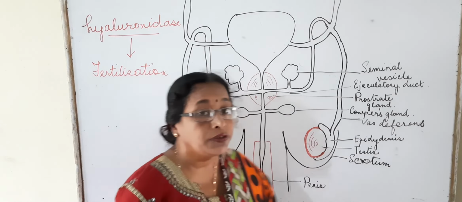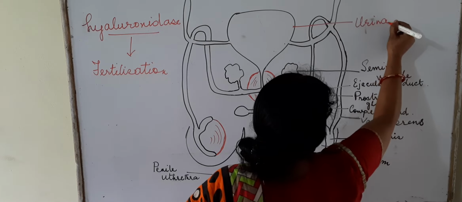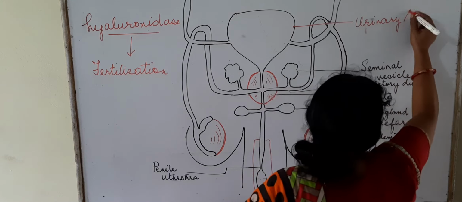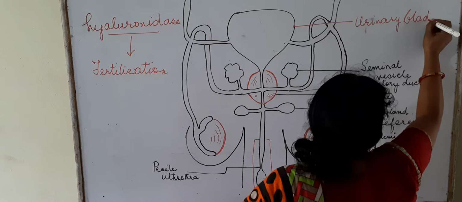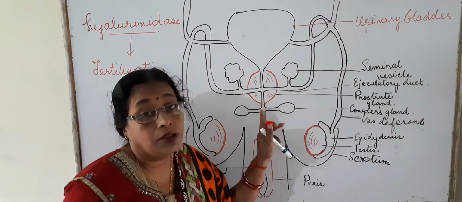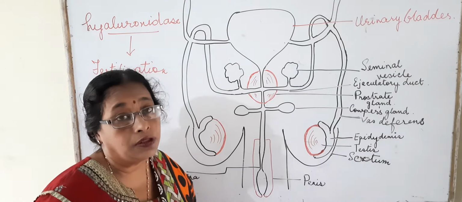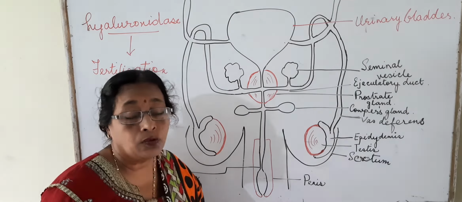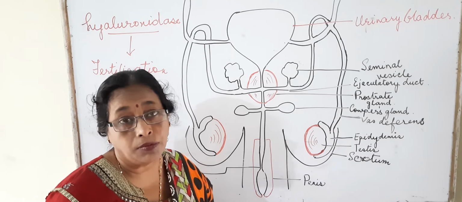Now we see the prostate gland. This is the prostate gland which is placed below the urinary bladder. This is the urinary bladder. The secretion of the prostate is added into the seminal fluid, which comprises about 20% of the seminal fluid.